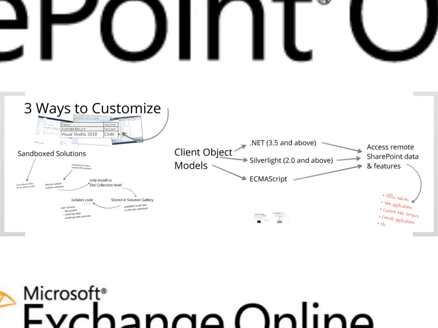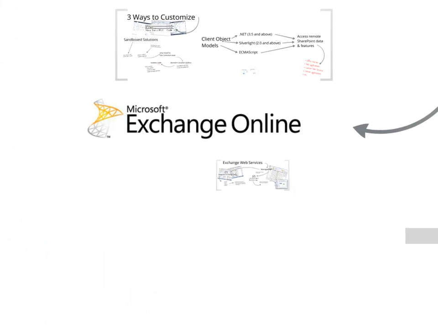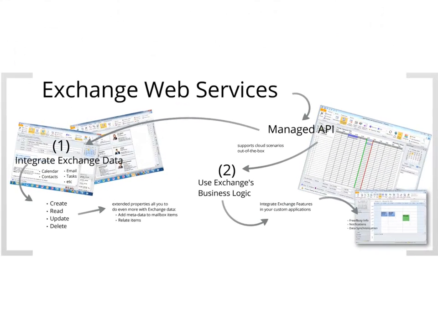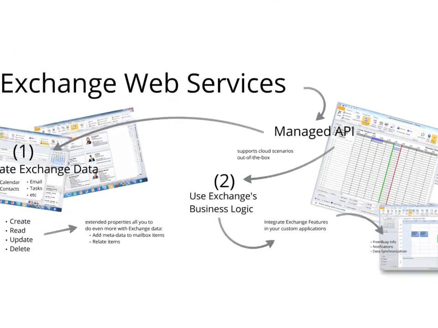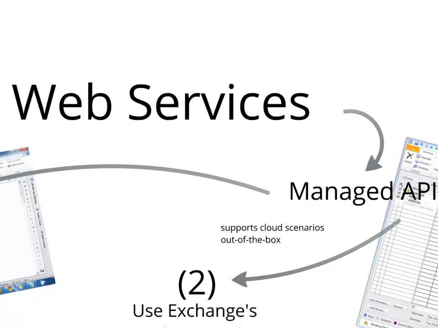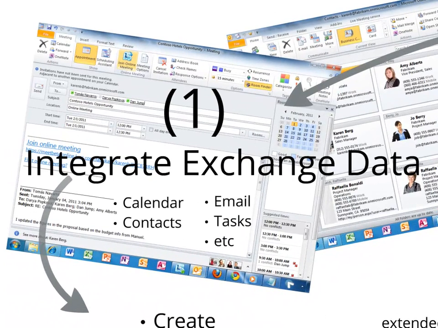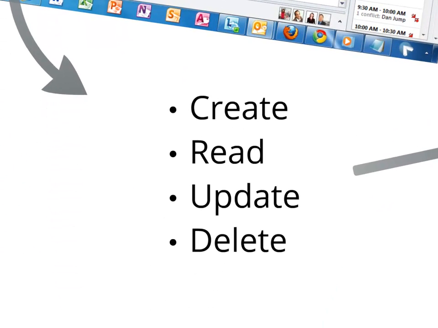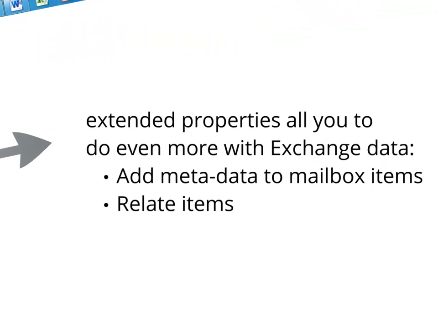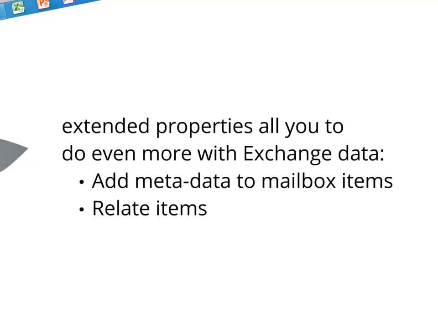All of this leads us to Exchange Online. And with the Exchange Web Services, you have a managed API that supports the cloud scenarios out of the box, and there's 2 of these. The first is to integrate Exchange data, things like calendar, contacts, email, and tasks. The web services give you full create, read, update, and delete capabilities. Extended properties allow you to do even more, like provide additional metadata and relate items to each other.